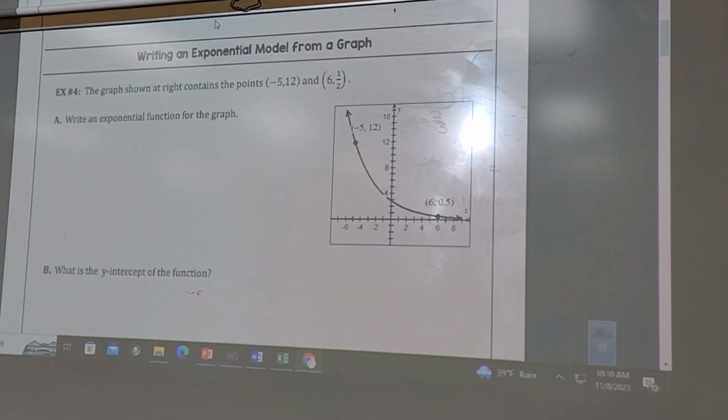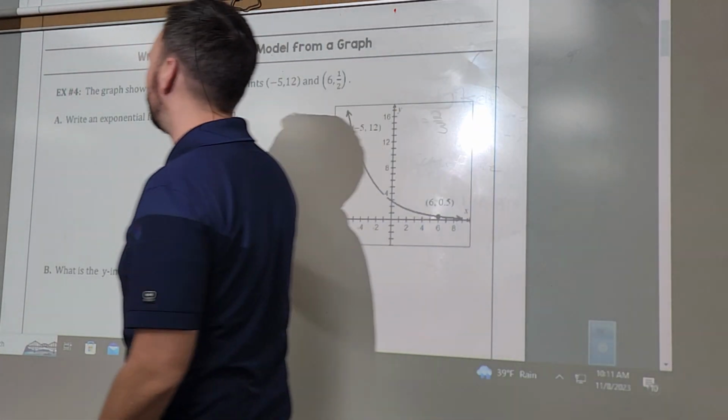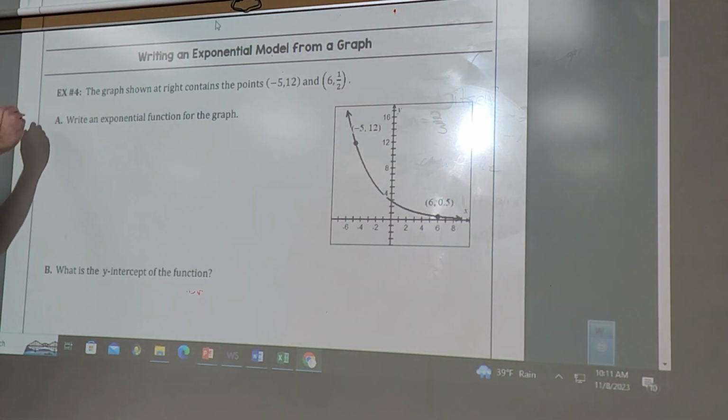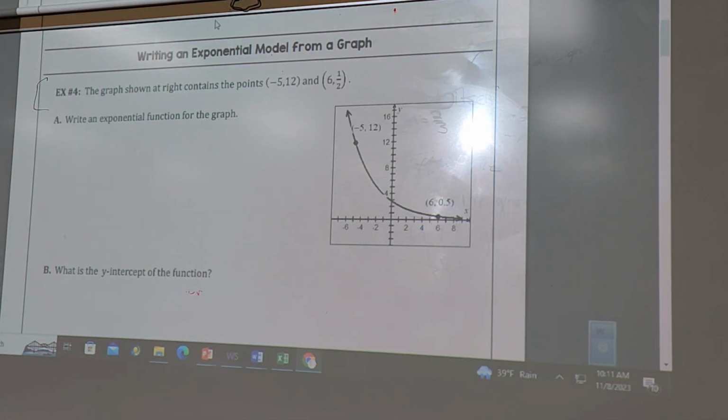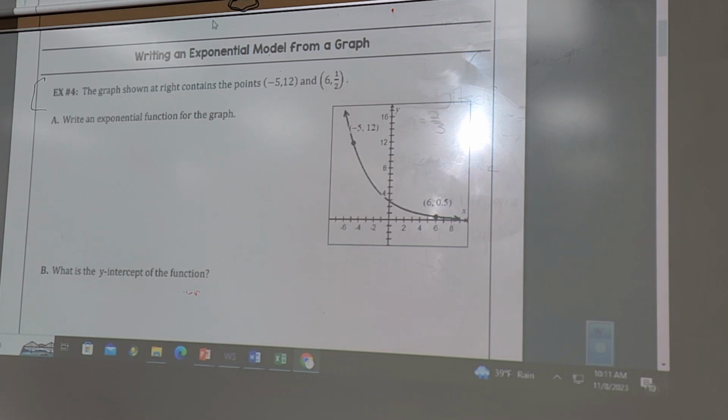All right, recording. So we got to finish up from yesterday, right? Yeah. Is there a way, given 2 points, I can write an exponential function for this beast? Sure. I don't know how yet. Let's try it out, right?